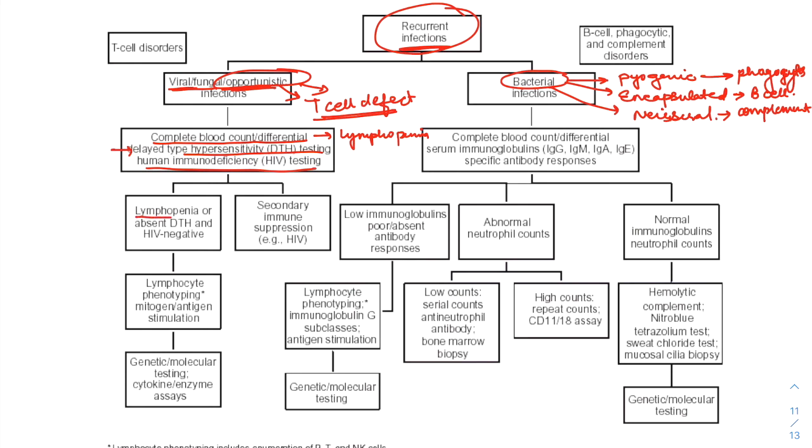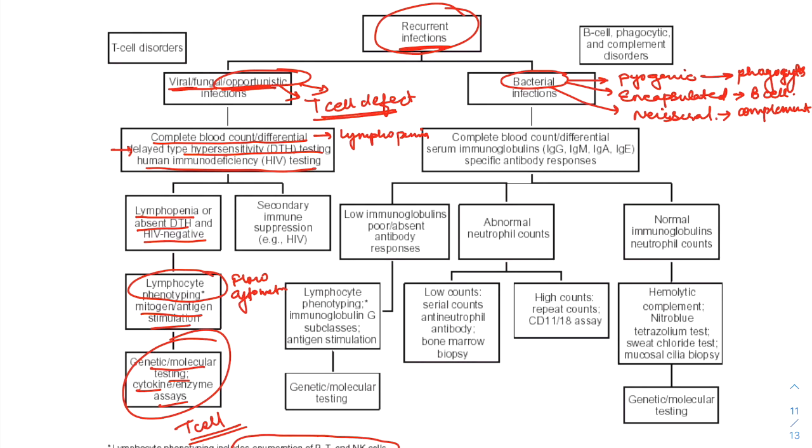If there is presence of lymphopenia with absent DTH or HIV is negative, then we do the lymphocyte phenotyping or the flow cytometry. Also, mitogen antigen stimulation tests are done, and depending on that, we can do the genetic and molecular testing and the cytokine assays to detect which type of T cell defect is there. The lymphocyte phenotyping includes the enumeration of the B, T, and NK cells, right?